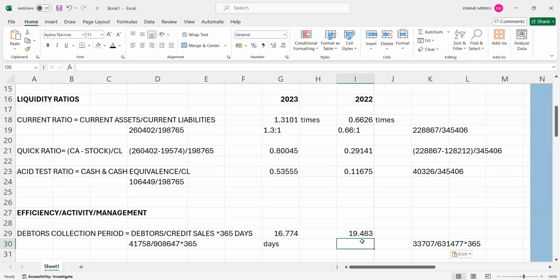Okay, so in 2022, it was taking us 19 days on average to collect goods that we sold on credit. By 2023, it's taking us 16 days. Is it good or bad?